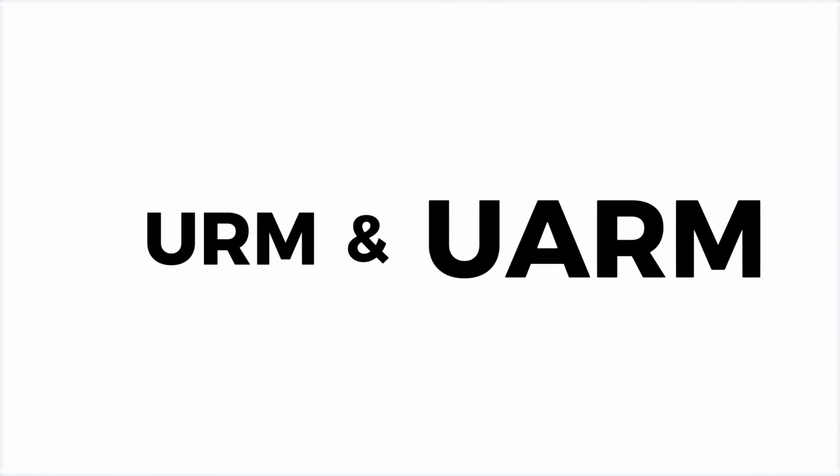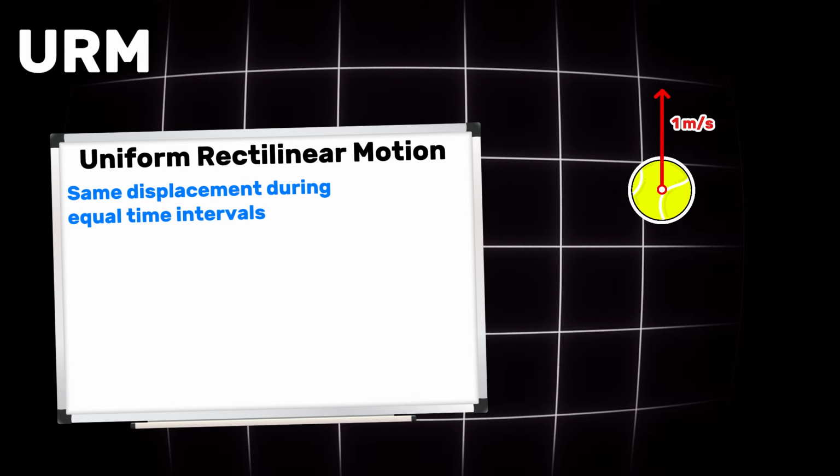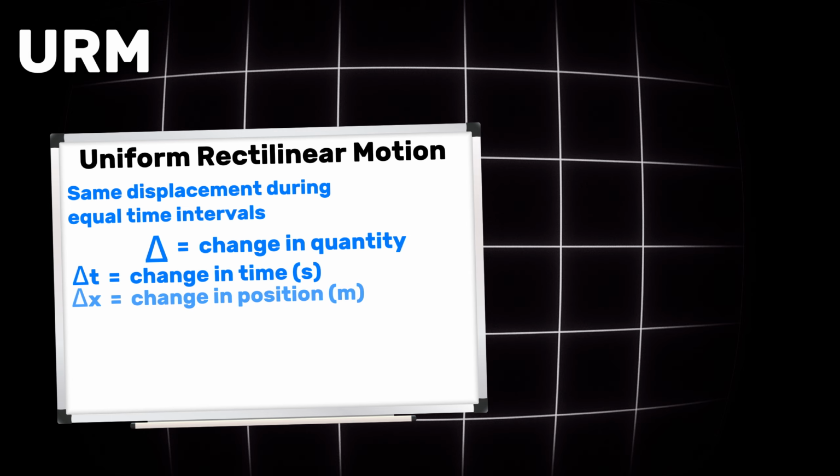Let's begin with the basics about movement, URM and UARM. When an object moves at a constant speed, we say it performs a uniform rectilinear motion, abbreviated as URM. If the object moves with a constant velocity, it covers the same displacement in meters during equal time intervals in seconds. The Greek letter delta represents a change in a quantity. In this case, it represents the change in time and the change in position. From this, we can derive the formula for velocity.